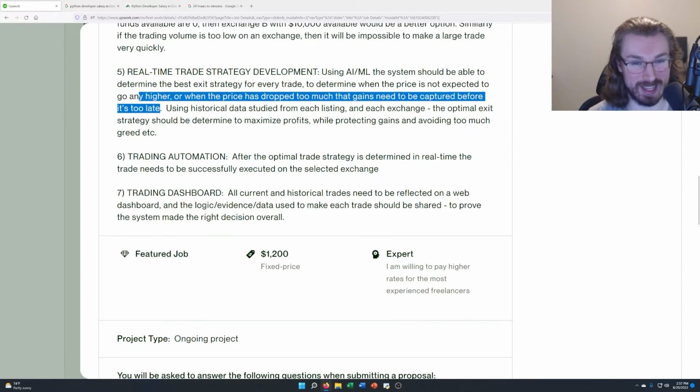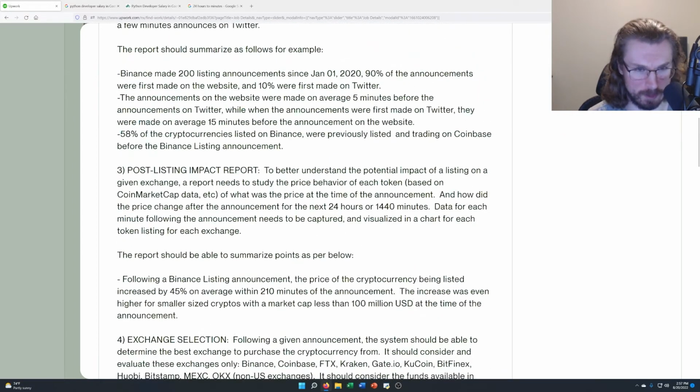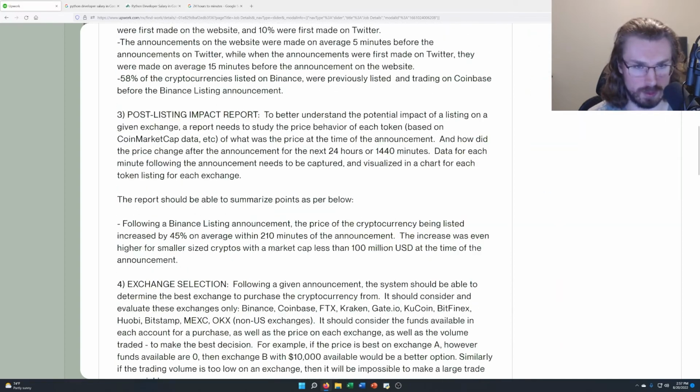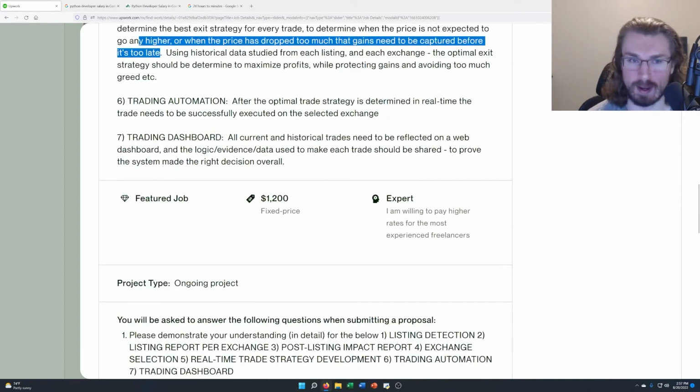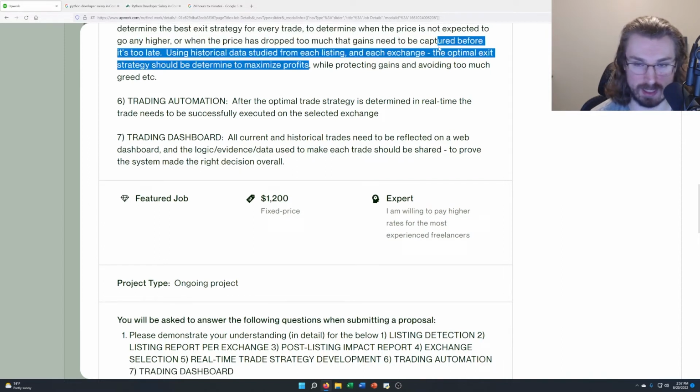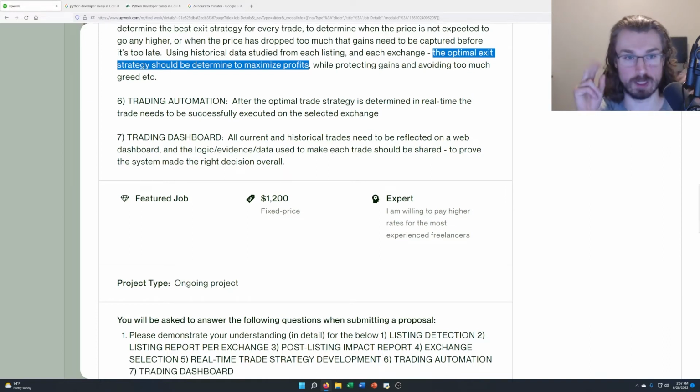Using historical data studied from each listing, which we are collecting on, I think, number 2 or 3? Yeah. So using this historical data and each exchange, the optimal exit strategy should be determined to maximize profits. And that's fine. You can do that when you backtest, because there's an actual correct answer on what's the best optimal exit strategy, because it's back in time, right?